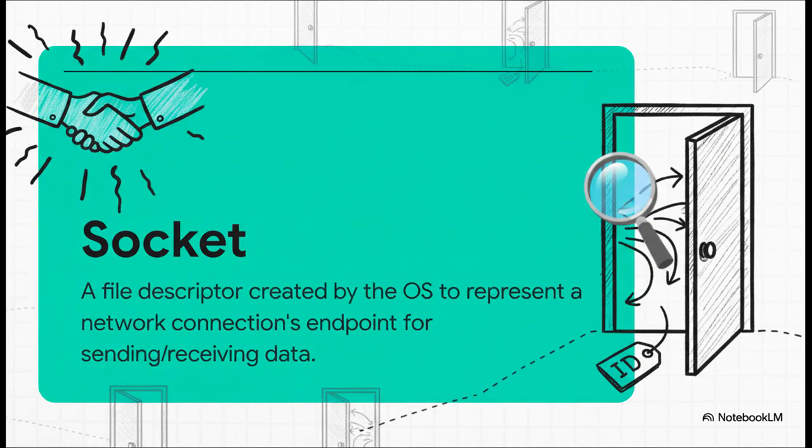So once that handshake is done, the operating system creates what's called a socket. The best way to think of a socket is like a private doorway, or maybe a dedicated phone line just for this one conversation. And to keep track of all these different doorways, the OS gives each one a unique number, kind of like a ticket at a coat check. In the tech world, we call that ticket a file descriptor.